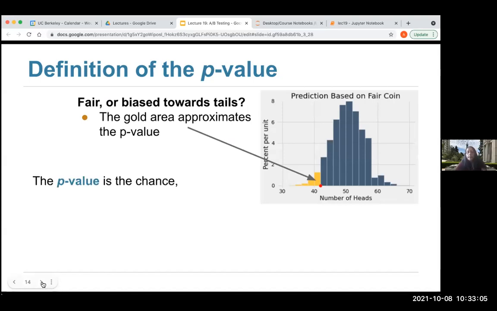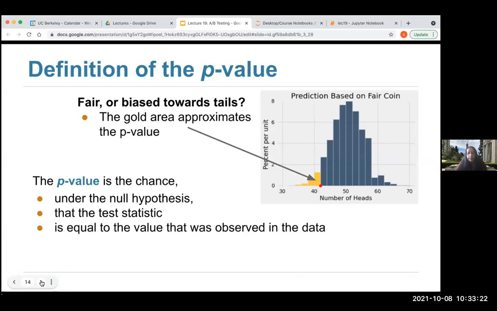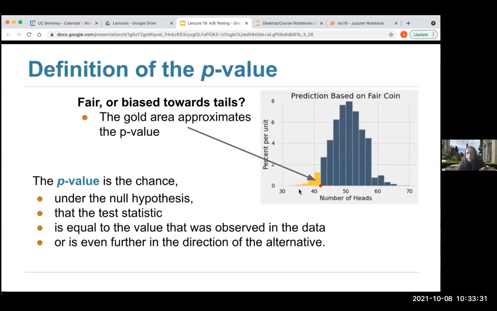Okay. Under what assumption is it computed? Somebody? Under which hypothesis do you compute? Under the null hypothesis. Thank you. Of getting an observed test statistic that is the same as what you observed, or even more in the direction of the alternative, this way.